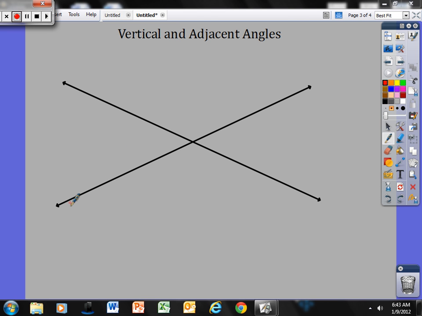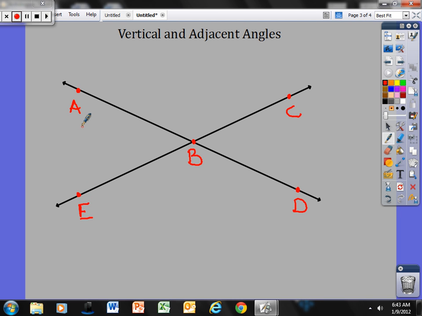Just a little bit of refresher, a little bit of review for you for vertical and adjacent angles. What I've initially drawn here is just two intersecting lines. I'm now going to plot some points on it. Where these two lines intersect, I'm going to call that point B. Then I call this ray, this would be ray BA. I'll plot point C over here. We'll plot D here, and we'll plot E over here.